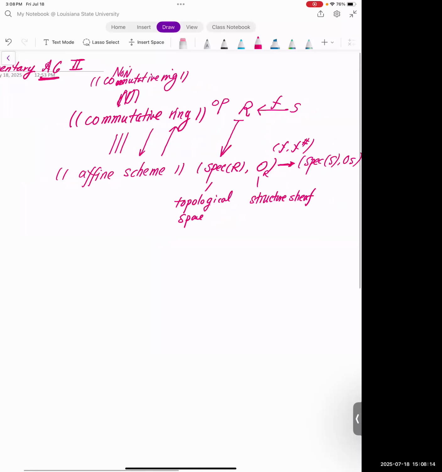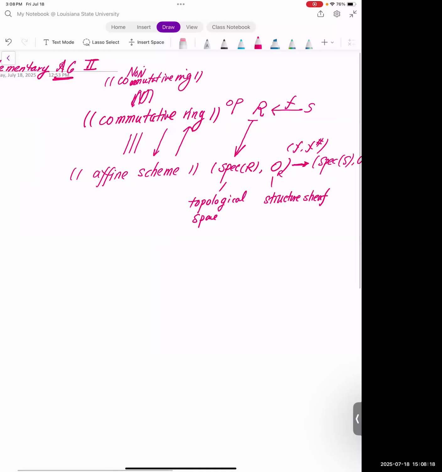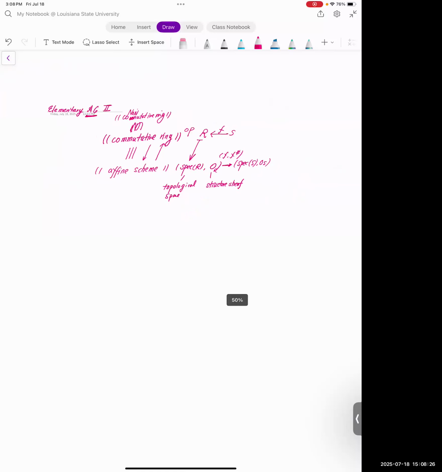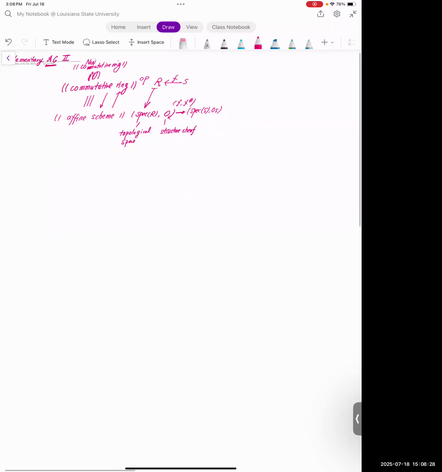But in order to make this morphism a little bit more independent, you have to consider this as a special case of locally ringed space. But we are going to see it later, so I just gave you the idea of how to enlarge this category to affine schemes.